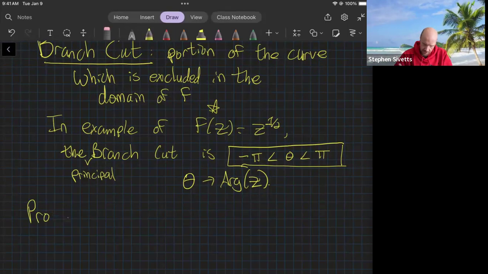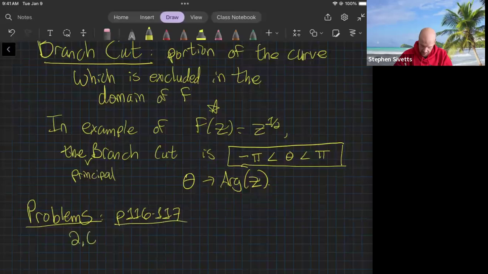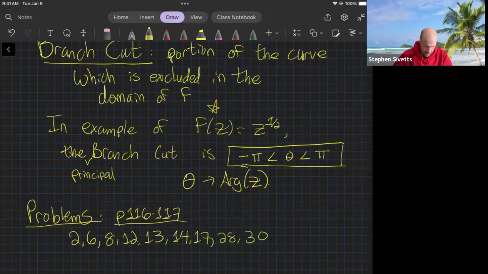Just to check comprehension. So 2, 6, 8, 12, 13, 14, 17, 28, 30, 31, 35. And if you have questions, let me know.